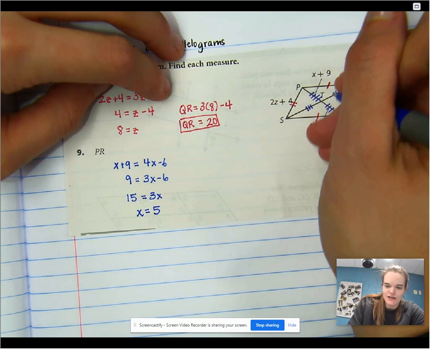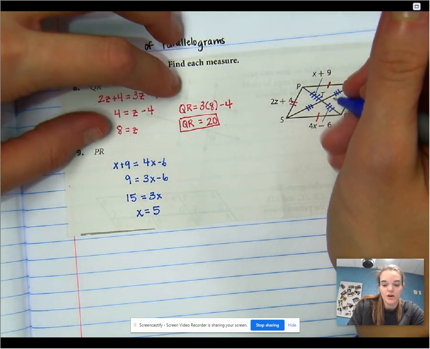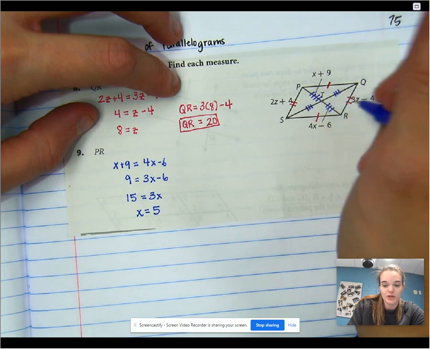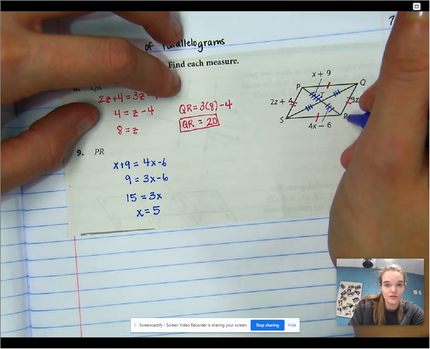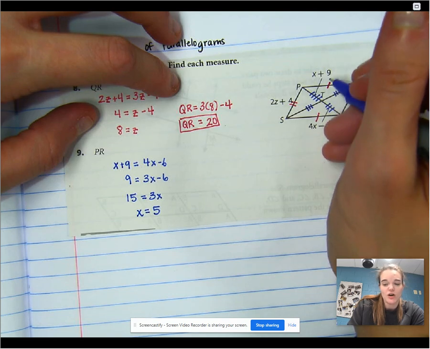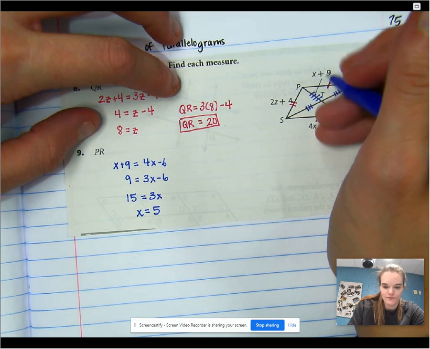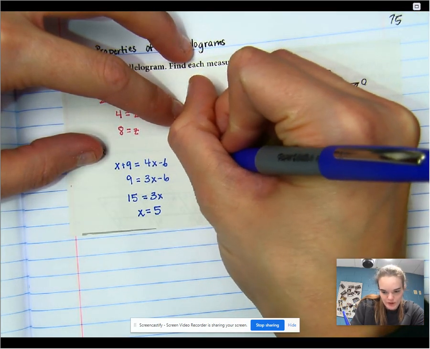Then I'm going to plug it back in. There are a couple things I can do to find PR. PR is either x plus 9 plus 4x minus 6, plugging in x for both places. Or PR is x plus 9 doubled, by the way. So I'll do both ways and show you what I mean.